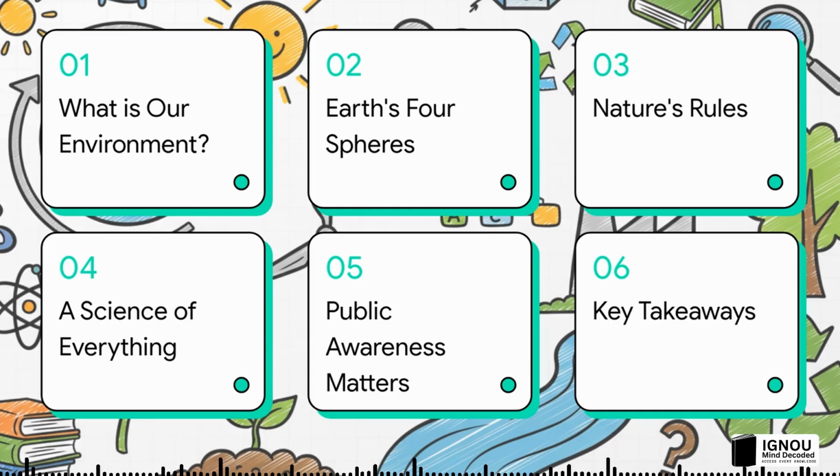So here's a quick peek at our game plan. We'll start by figuring out what the environment actually is. Then we'll explore Earth's four major spheres. After that, we'll get into nature's fundamental rules, see why this is kind of the science of everything, and wrap up with why public awareness is just so incredibly important.